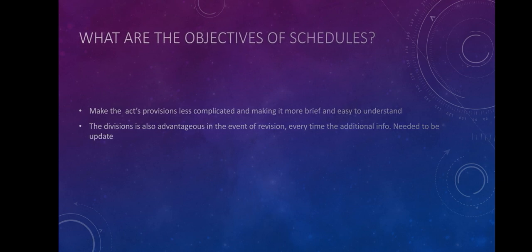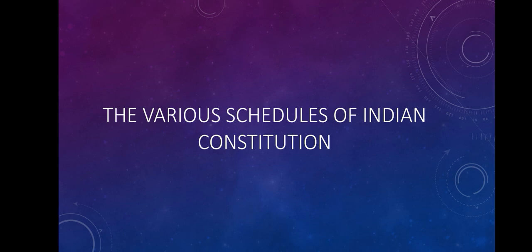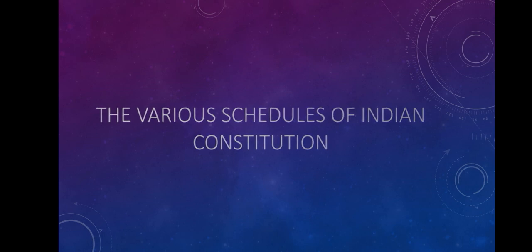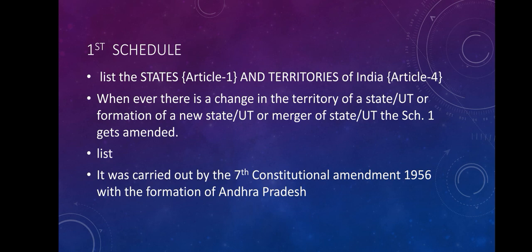Now we will discuss the various schedules of the Indian constitution. Till now, we have 12 schedules in our constitution. In this video, we are going to discuss each and every schedule of the Indian constitution. So let's start. Moving ahead with the first schedule of the Indian constitution, it is the list of states and territories of India.